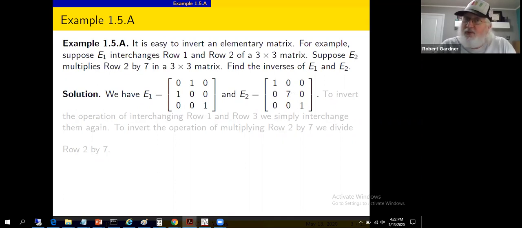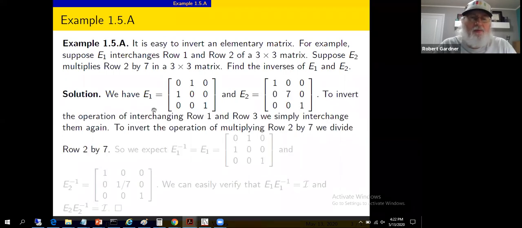Of course, with elementary matrices, we could perform this row interchange on a 3x3 matrix A by multiplying A on the left by this elementary matrix. And similarly, we could multiply row 2 by 7 for 3x3 matrix A by multiplying A on the left by this elementary matrix. All right, well, how would you undo this? How do you undo swapping row 1 and row 2? Swap them back, interchange them again. How would you undo multiplying row 2 by 7? Divide row 2 by 7.